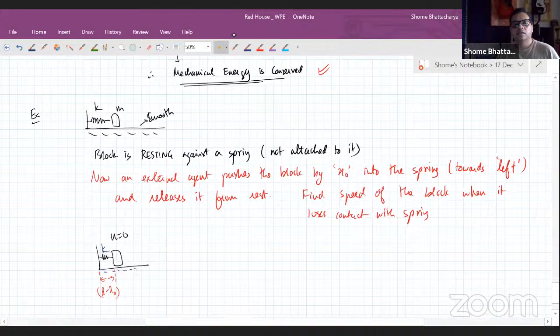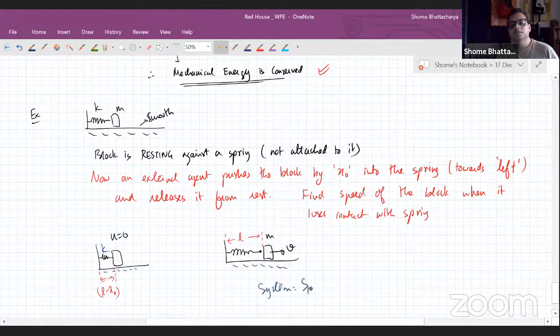Okay. And as the spring pushes the block, the moment it comes back to its natural length, it releases the block. So the block goes off with some velocity v, and the spring is now back to its natural length. Okay. So between this position and this position, if we talk about the system being the spring plus the block, what is happening? There is no work done by external force.